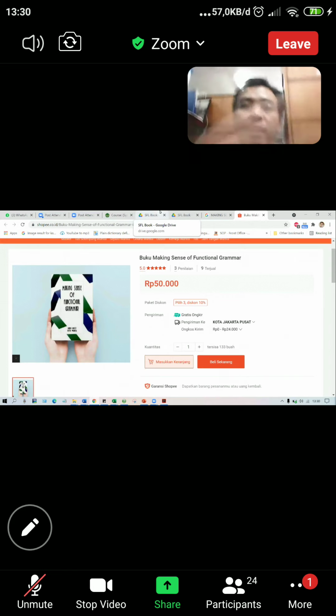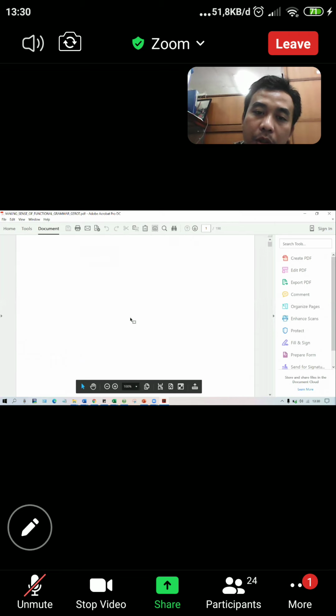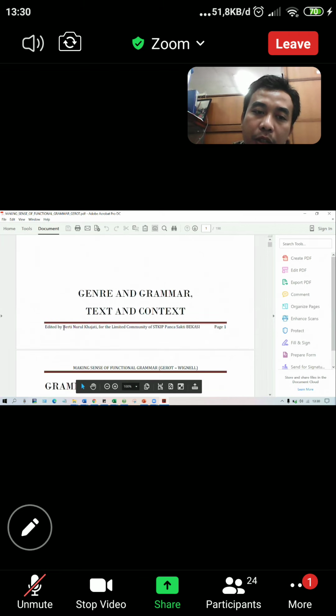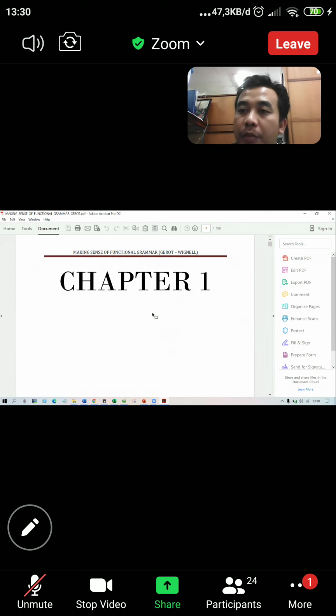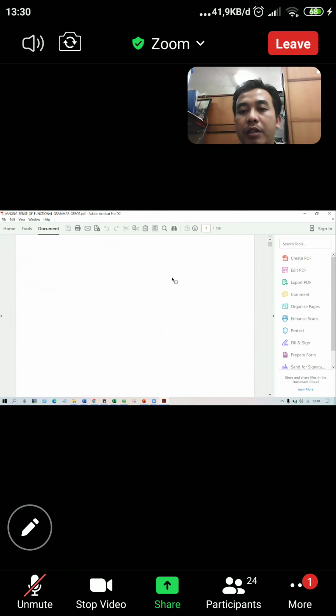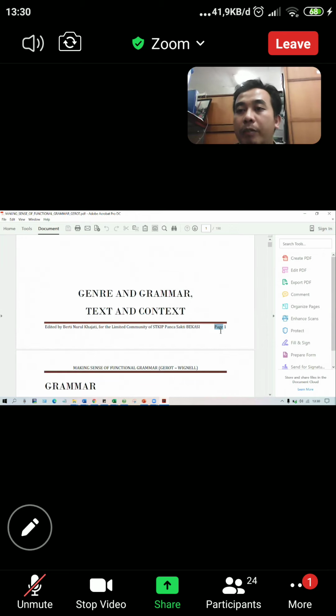Then it matters because this one is an edited book. This book is edited by Berti from Bekasi, right? The content is the same, but maybe you will find some mistakes like grammatical mistakes, but it doesn't matter, I think. And then the problem here is the page numbers. So there is a difference.